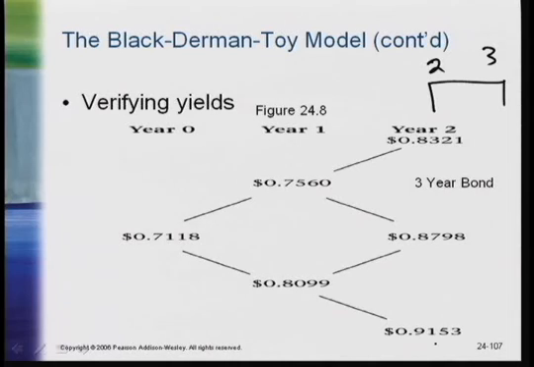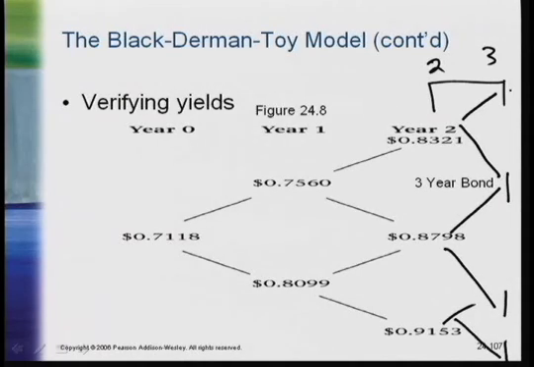But of course what we could have done is extend the lattice to 3, and put $1 at the terminal point, and the 0.8321 uses these two interest rates and a risk-neutral probability of 1/2, and that's where the 0.8321 comes from. If I use these two interest rates with the $1, I get the 0.87.